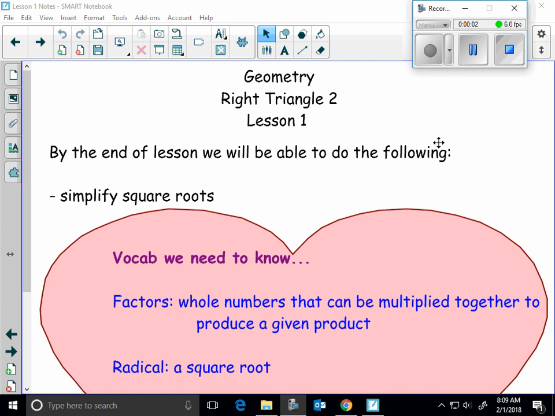Okay, here we are. This is Chapter 11, or Unit 11, RT2, Lesson 1. We're going to talk today about simplifying some square roots.